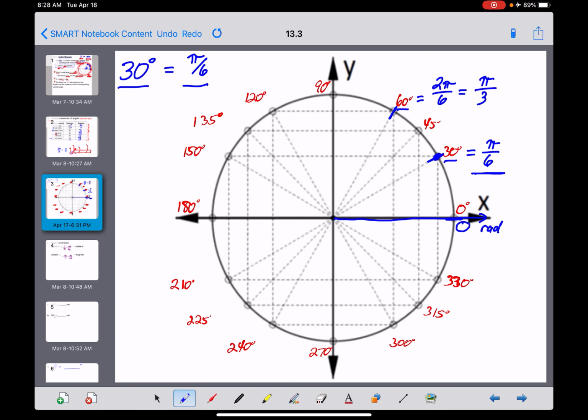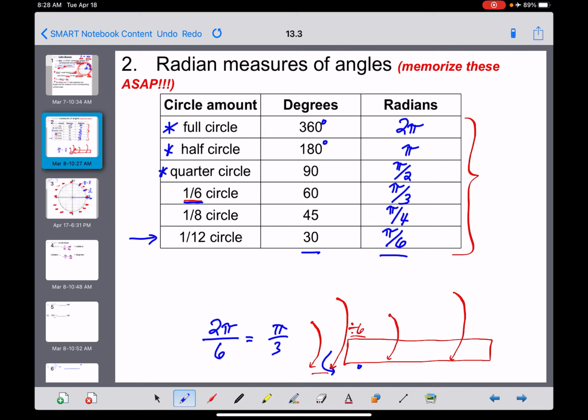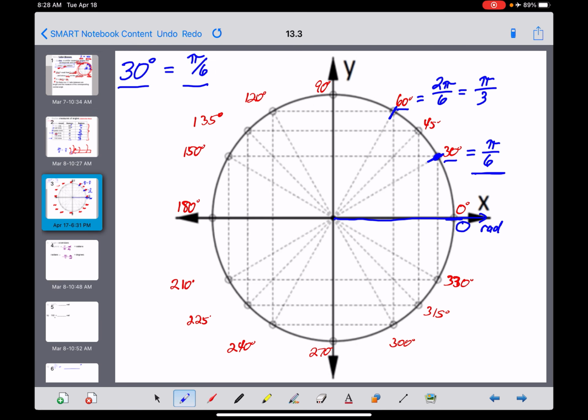Now that one should make sense because of this line that we wrote right here. 60 degrees is equivalent to pi over 3. And sure enough, 60 degrees gets us pi over 3 radians right there. Now, that concept, though, this 2 pi over 6 in the middle is temporary. I'm going to erase that. But that's kind of the way we're going to keep jumping around the circle.